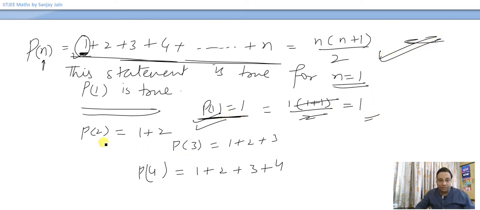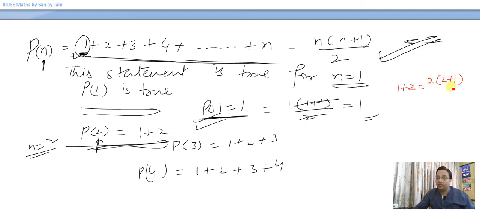If you notice P2, that means n equal to 2. For n equal to 2, the left hand side is 1 plus 2. And what is the right hand side? I'll put n equal to 2: 2 into 2 plus 1 divided by 2. So this will cancel out. This is 3, this is 3. So P1 is true, P2 is true.